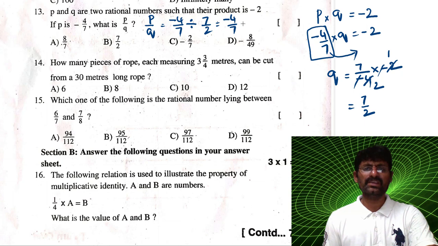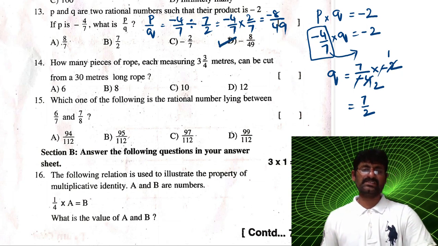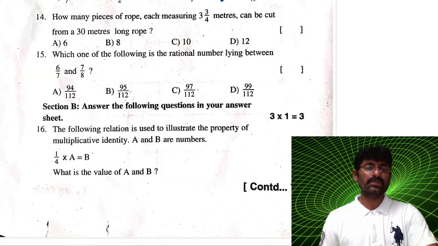Instead of divided by, if you write times, we need to take the reciprocal of 7 by 2. So that will be 2 by 7. So this is equal to negative 4 times 2 is negative 8, divided by 7 times 7 is 49. So negative 8 by 49. Option D is correct. Then the 14th problem.